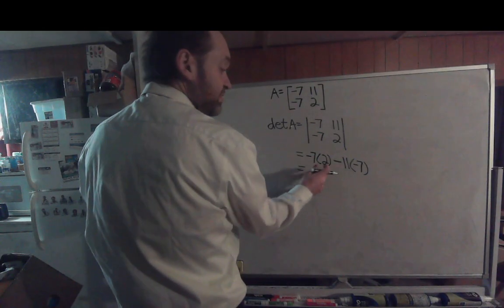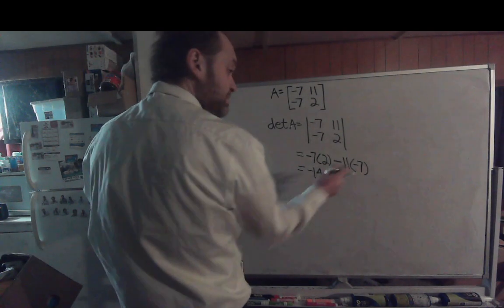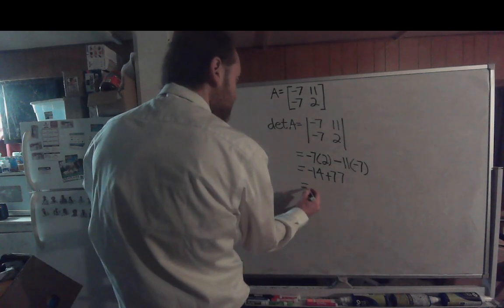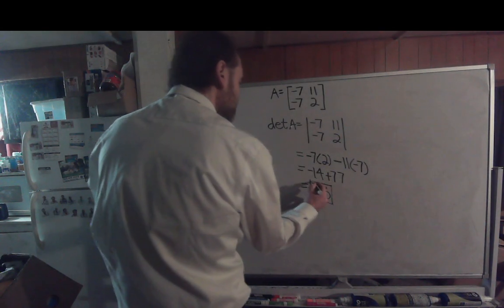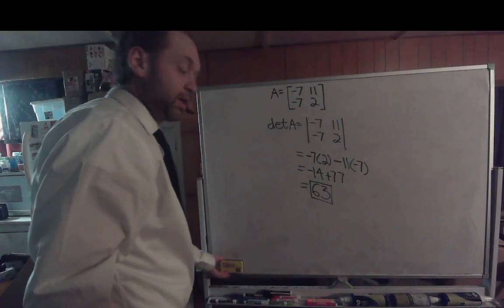So -7 times 2 is -14. -11 times -7 would turn into positive 77, which would end up giving you the value of the determinant to be 63. That's the value of the determinant, would be 63.